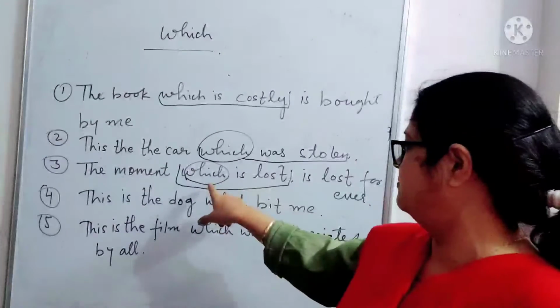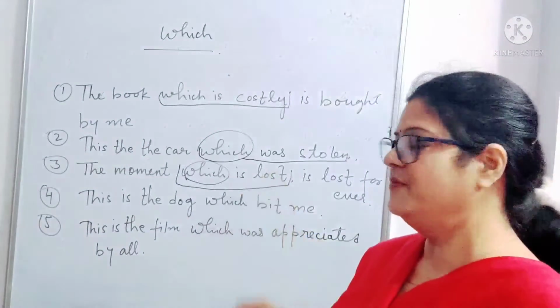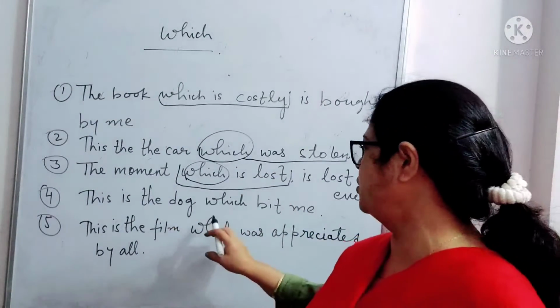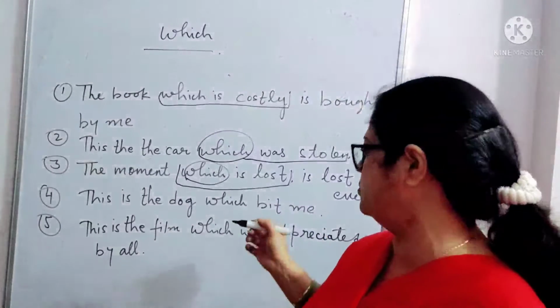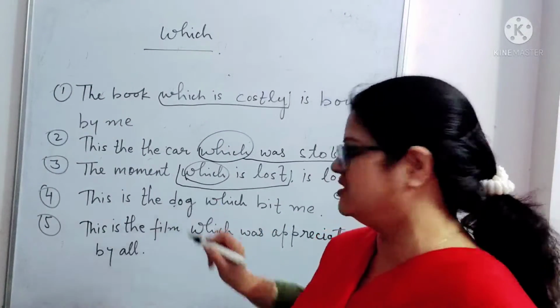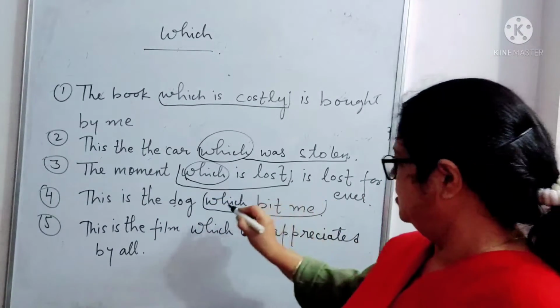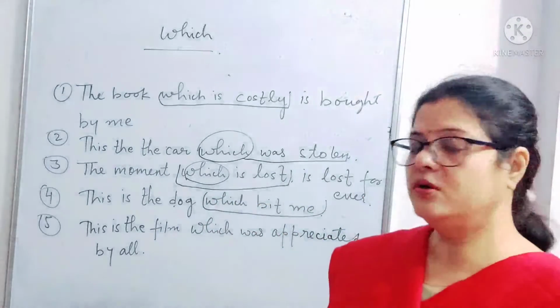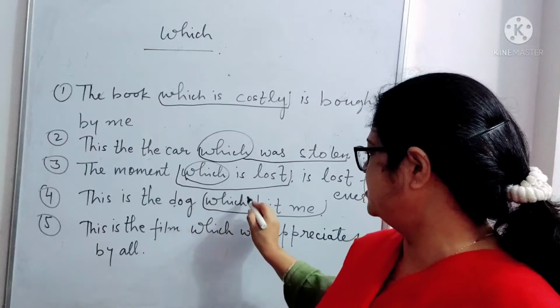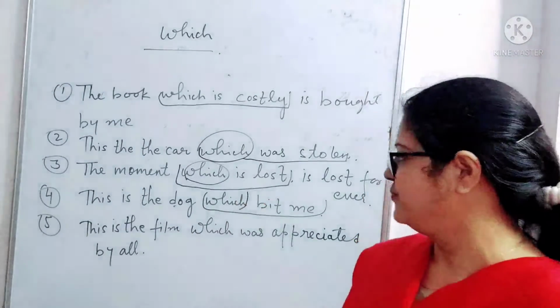Which moment? Which is lost. Okay. Now number 4, this is the dog which bit me. We are talking about which dog? We are talking about this noun, dog, which bit me. So "which bit me" is a subordinate clause starting with the relative pronoun which.